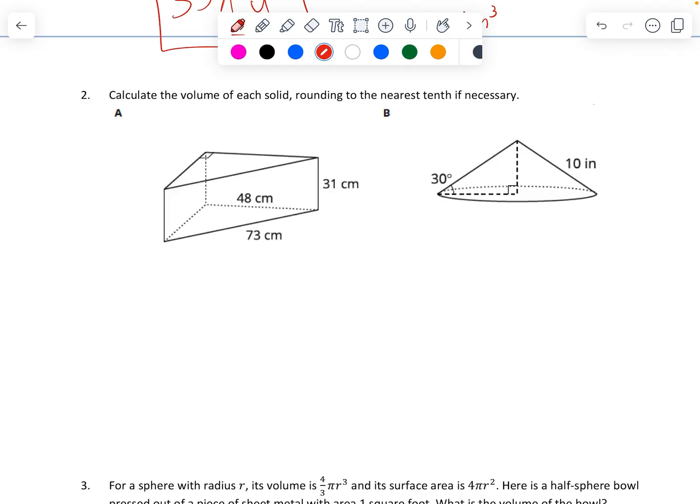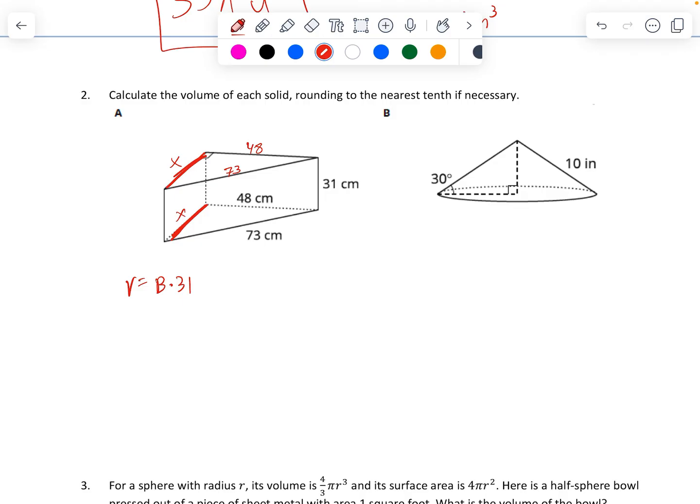All right, for this one, we have a triangular prism. The volume is the area of the base, so the area of the base times the height. Okay, so we know that the height is 31 centimeters. That's given to us. We have a triangle. This here is 48. This is 73. So what's missing is this side right here. I'll call it x. So you need to find x, and then you can solve for volume.